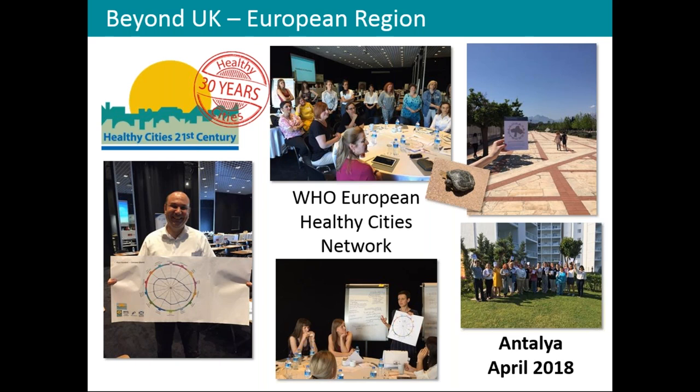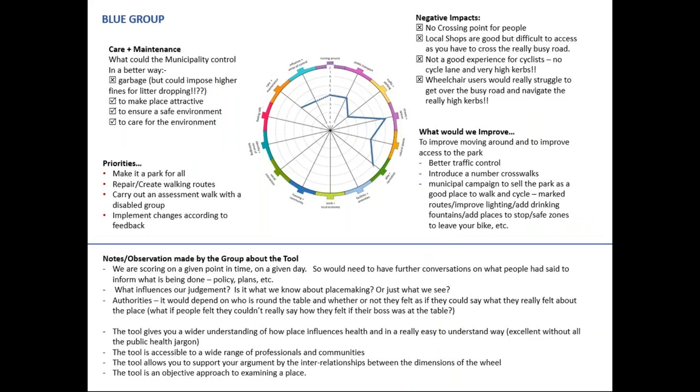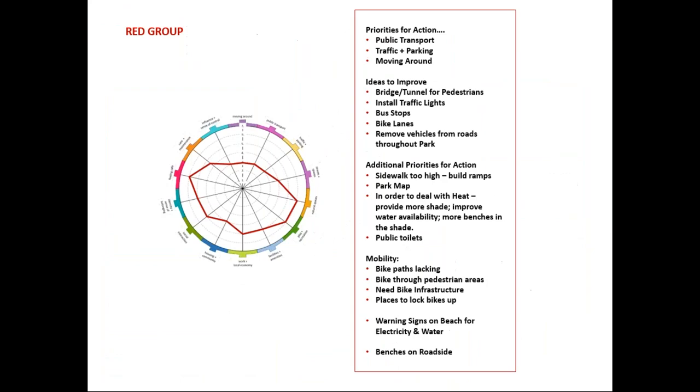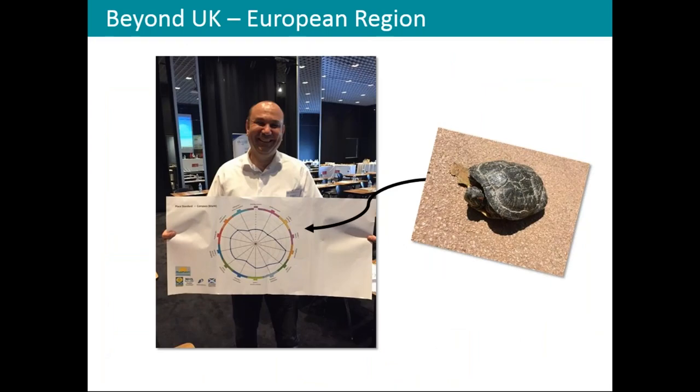And within a city that nobody had been in before, within a couple of hours, we were able to generate so much information around the city. And this information was then passed on to the town planners. Now, the terrapin was one of the things that we experienced on our travels. It was trying to get from one pond to another. So it's not something we tend to record in Scotland, but it was one of the priorities. How do we make travel for terrapins safer?